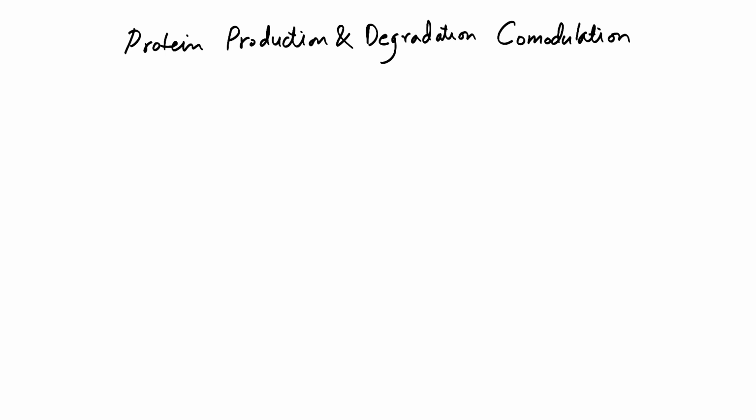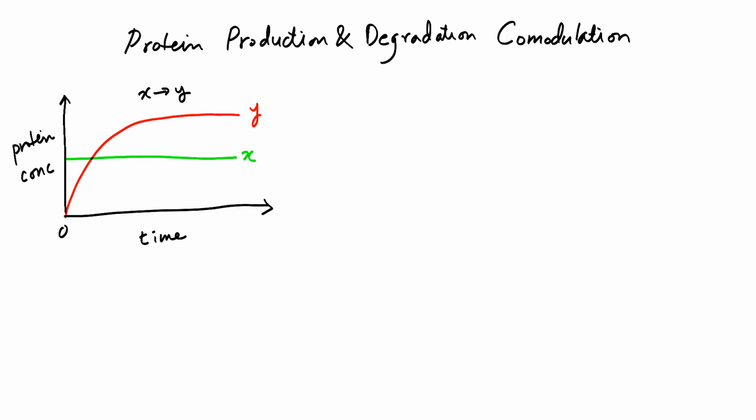Now I want to talk about how we can co-modulate protein production and degradation simultaneously to achieve desired dynamics. Here we have a simple two gene regulatory network. Note that I have this notation x arrow y, and the subscript gene is not included for simplicity. From now on, we will use this simplified notation.